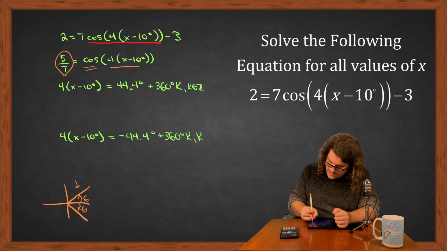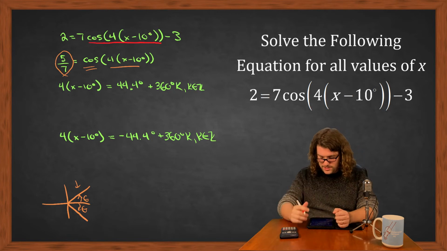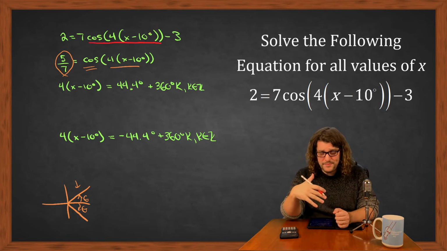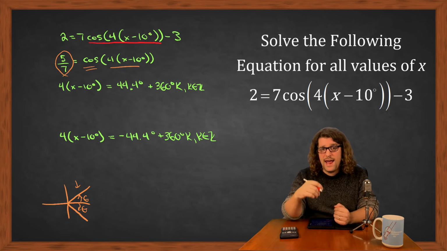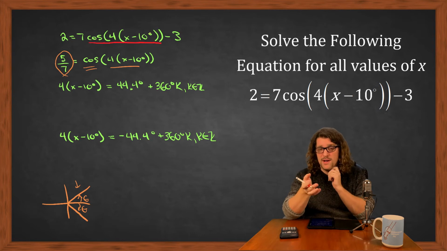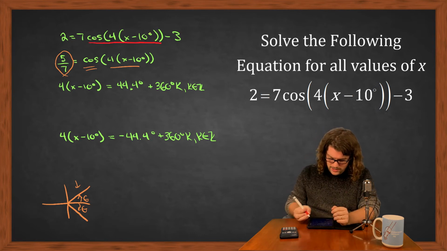360 degrees k, k is an element of integers. All right, so I don't actually have final solutions here because I want to solve for x. I don't care what 4 times x minus 10 degrees is, really. So let's go ahead and do that.